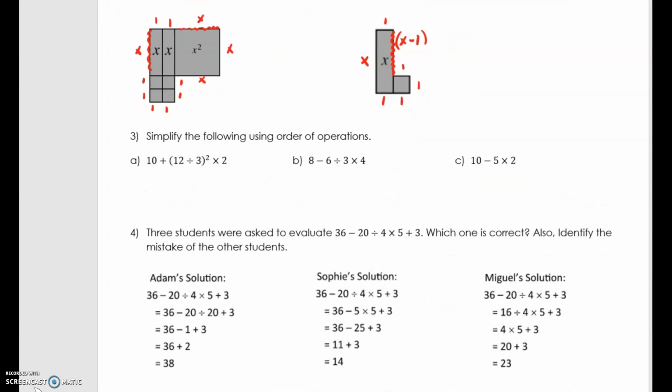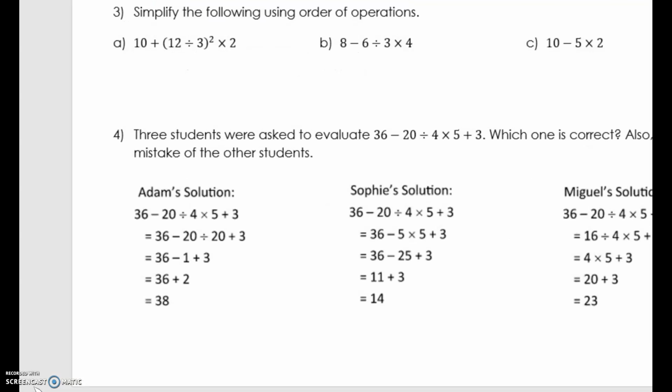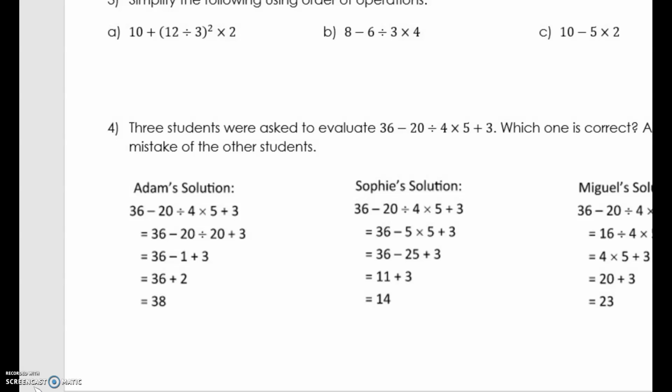Okay, question number 3. Simplify the following using order of operations. Once again, you can use a calculator on this test. So if you want to type these in with a calculator, you're more than welcome to do that. If you want to do your order of operations mentally, that's fine as well. I'm going to just take it one step at a time here. So I'm going to start with my parentheses. So 12 divided by 3, 4. I'm going to rewrite what I have.